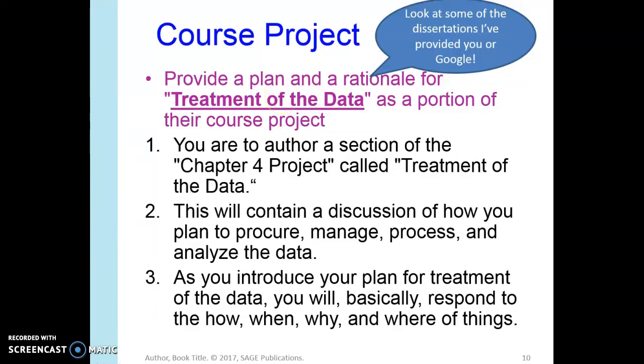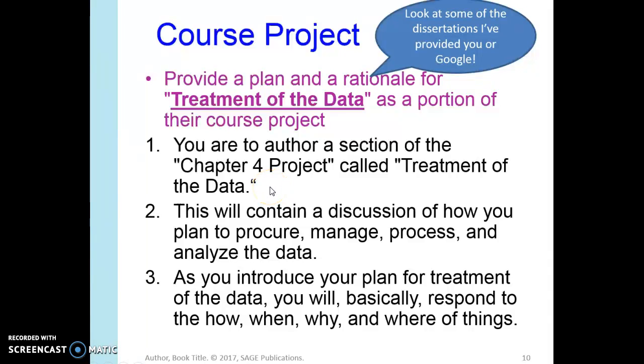Now the course project. It's kind of simpler this time, is to provide a plan and a rationale for the treatment of the data as a portion of your course project. Now, what you can do is just look at some dissertations that I've given you, or just Google. You know, Google's my favorite place to go to. You can find out lots of stuff on that Google. Anyway, you're going to author a section called Chapter 4 called Treatment of the Data.